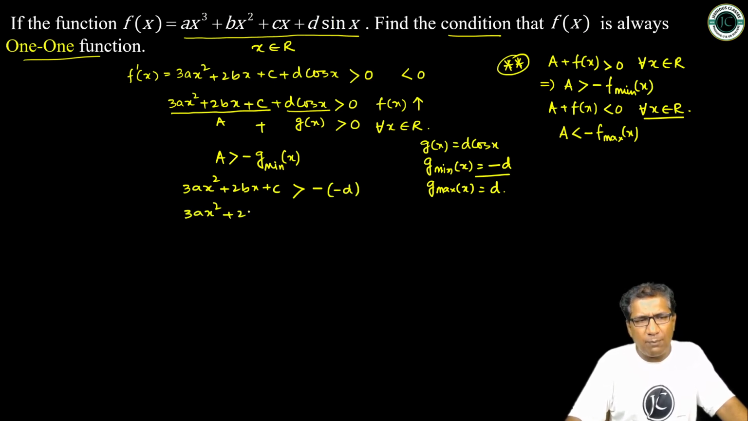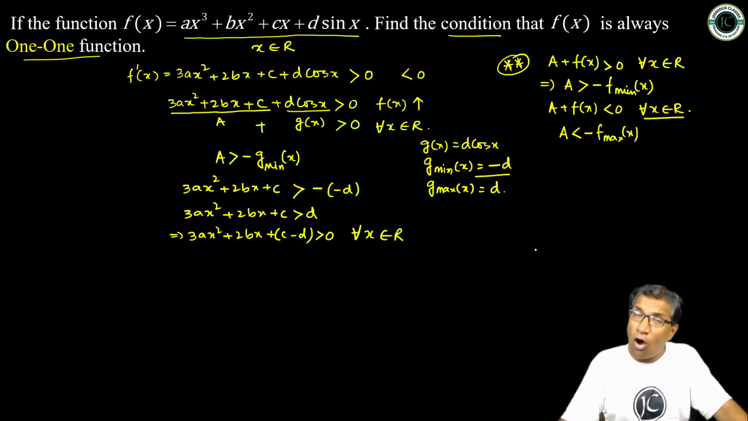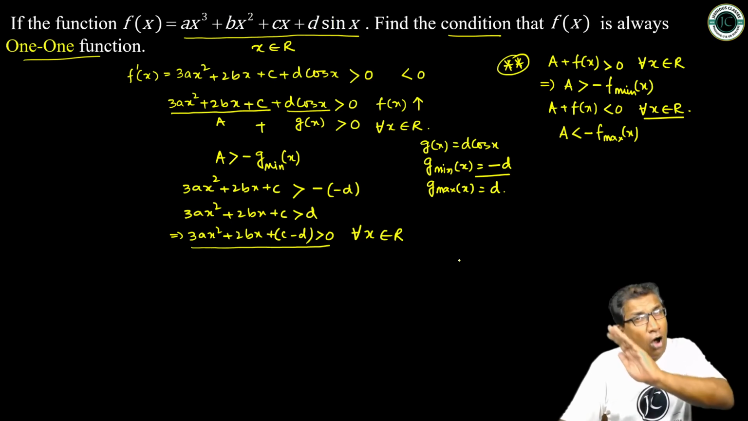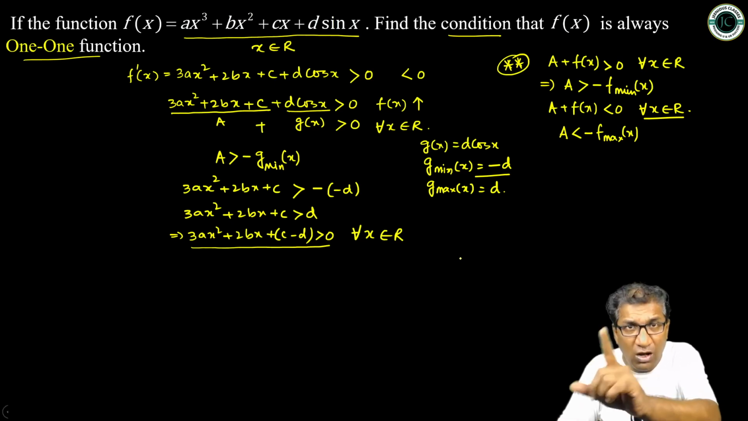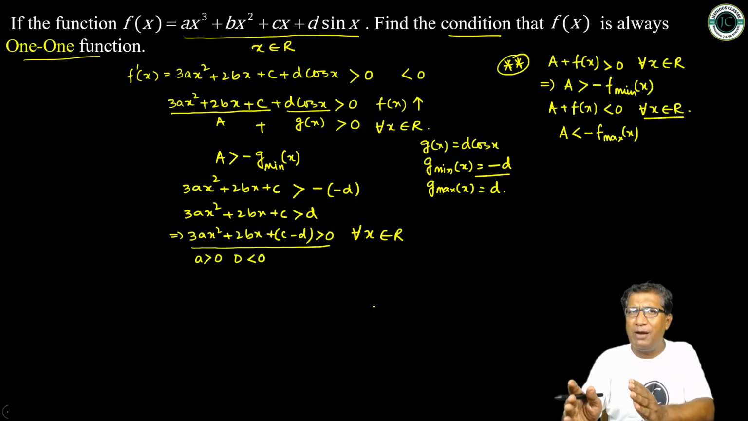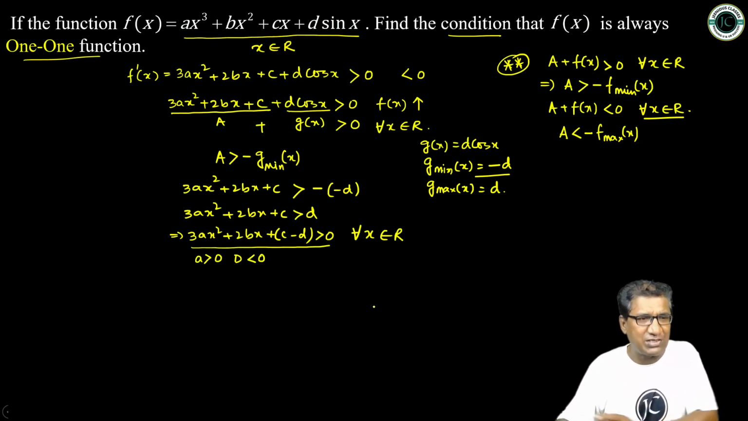So 3ax squared plus 2bx plus c is greater than d. इसका मतलब क्या हुआ? 3ax squared plus 2bx plus c minus d is greater than 0 for all x belongs to real value. मतलब a quadratic expression is always greater than 0 for all x belongs to real value. It is possible only when a is greater than 0 and discriminant is less than 0. Are you with me? This all I have completed in quadratic equation classes.